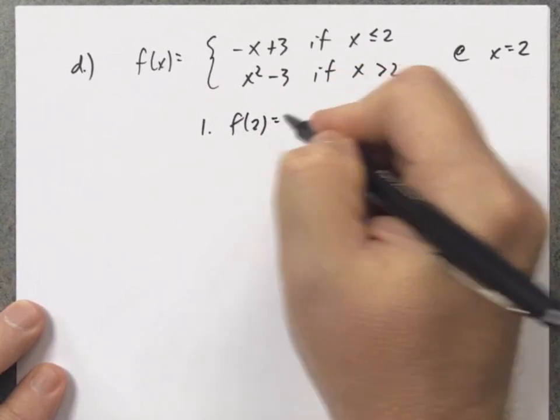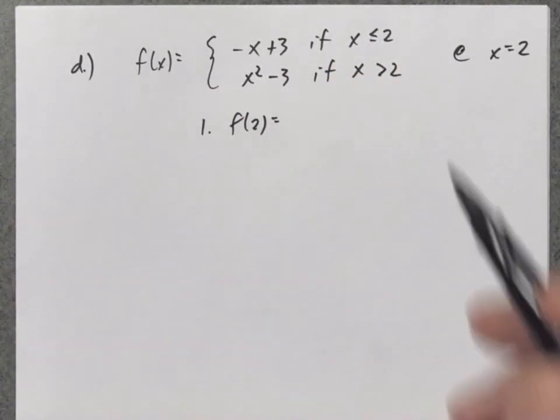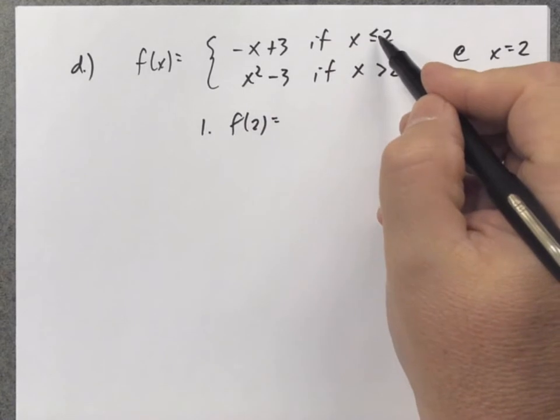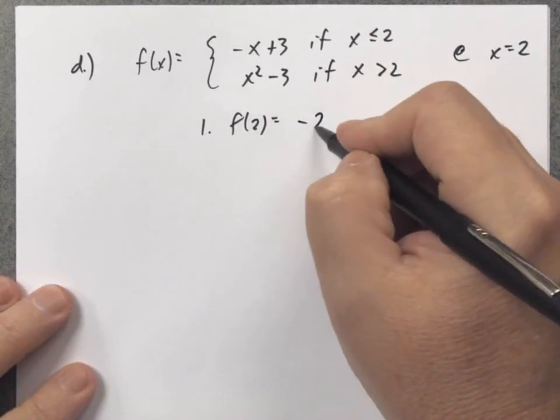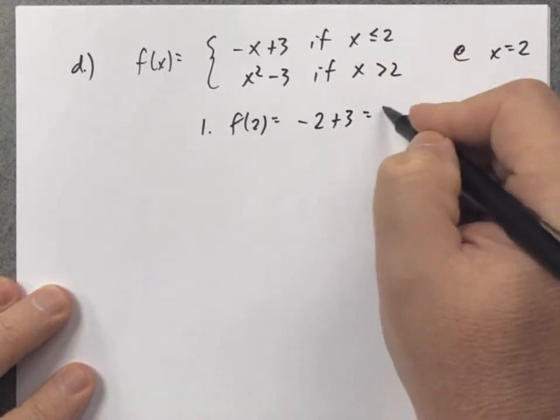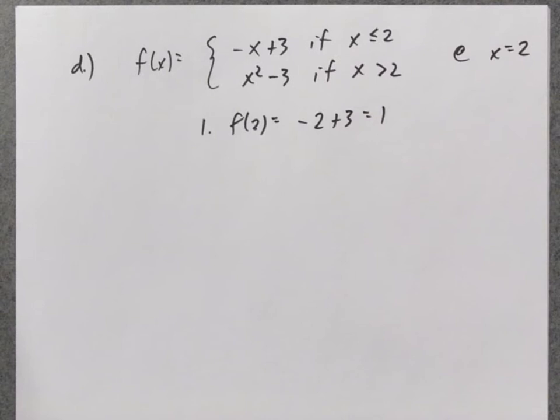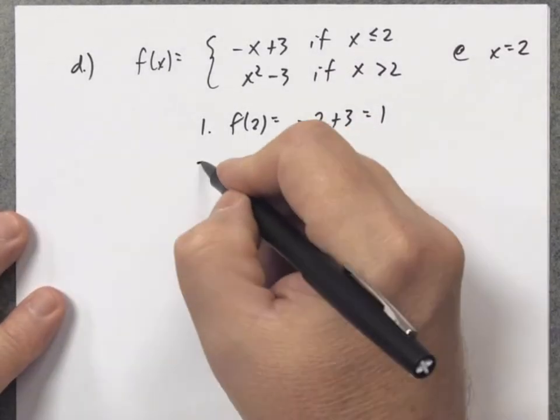F of 2. Which function do I use? I have to use the top one because that's the one that applies when x is 2. So I have negative 2 plus 3 is 1. So f of 2 equals 1.